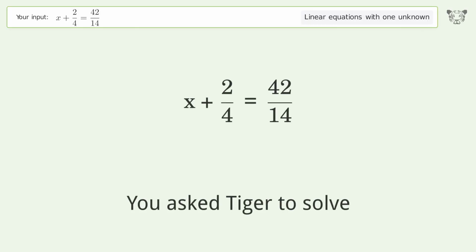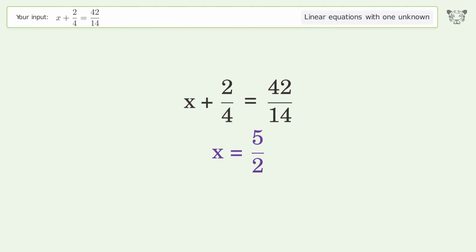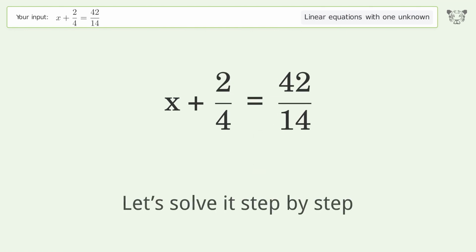You ask Tiger to solve. This deals with linear equations with one unknown. The final result is x equals 5/2. Let's solve it step by step.